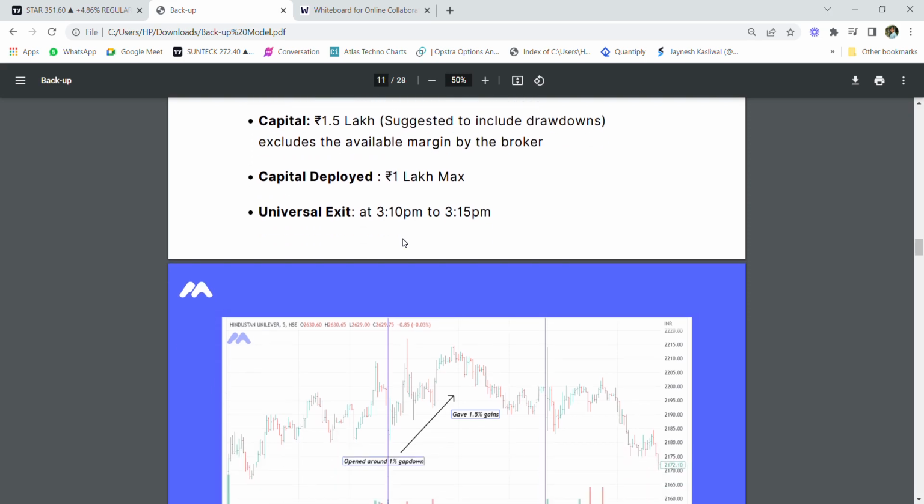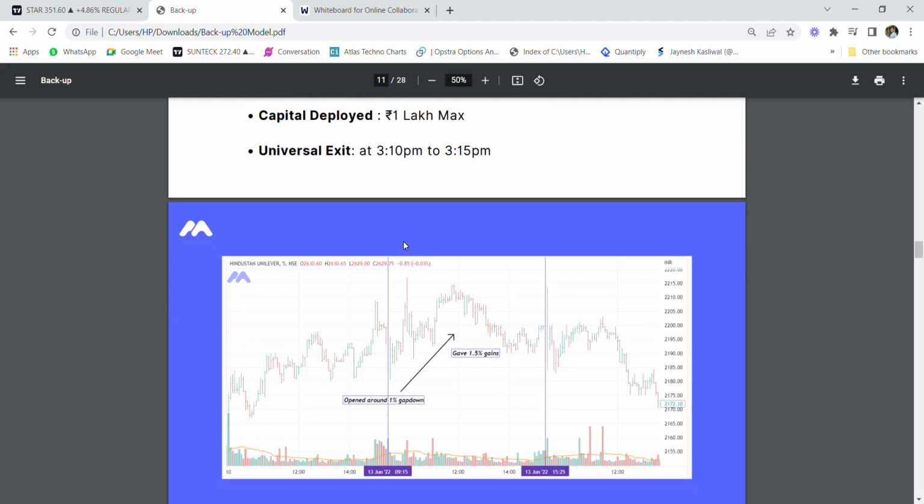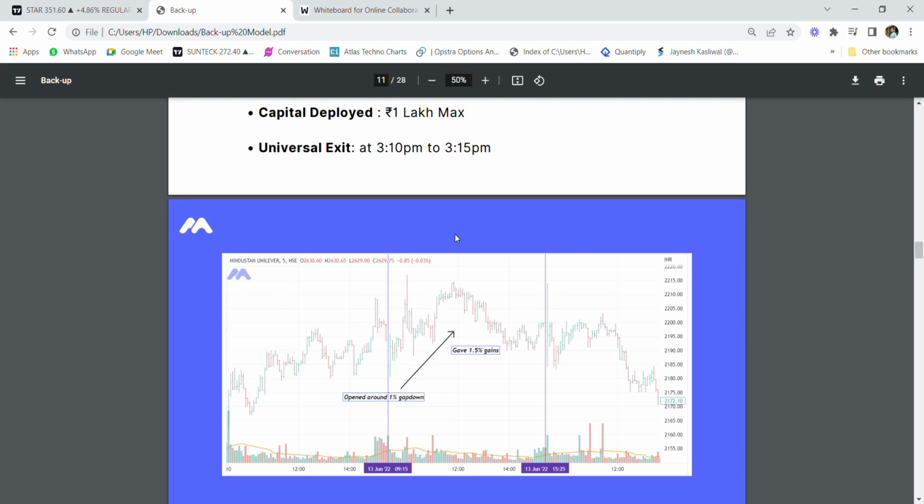Now in case of the universal exit, it is generally at 3:10 to 3:15 p.m. So we are not having any kind of targets. You can follow the stop loss: either it is the stop loss or the universal exit.